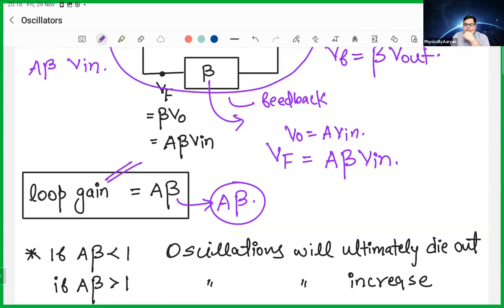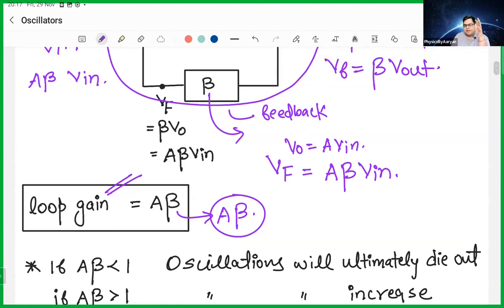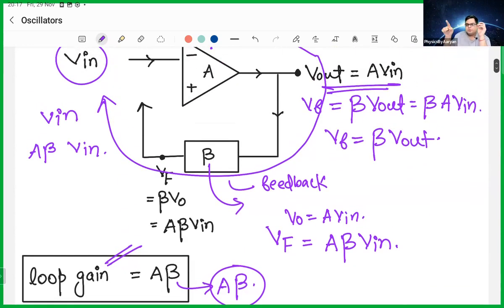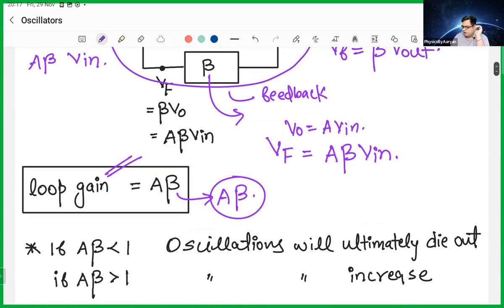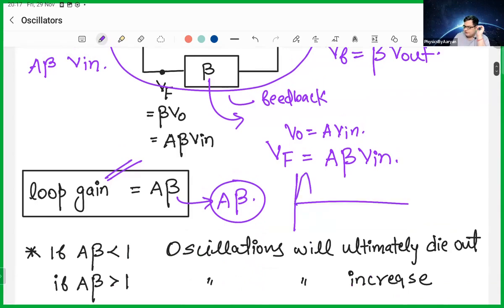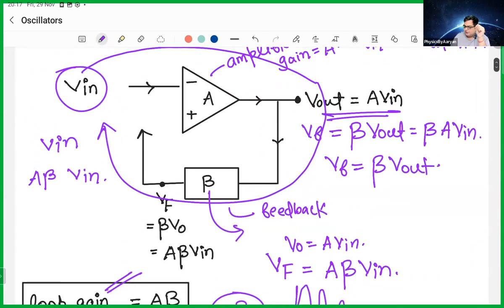Okay, so with this much said, now I have to be very careful about this A beta. I want my circuit to have a sustainable output. If A beta is less than 1, then after every loop the voltage will keep on decreasing. So basically you are getting oscillations, but ultimately the oscillations will die because A beta is less than 1. For example, let's say A beta is 0.9.